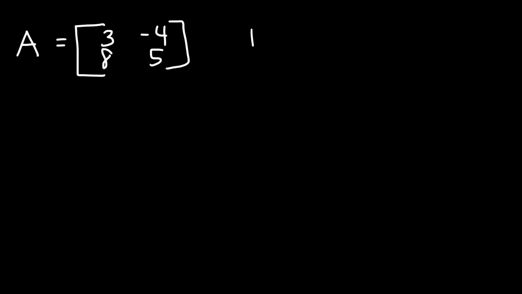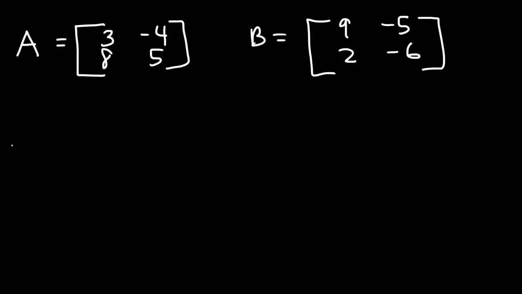In this lesson, we're going to focus on adding and subtracting matrices. So let's say we have matrix A, which has the numbers 3, -4, 8, and 5, and matrix B, which contains the numbers 9, 2, -5, and -6. What is the sum of matrix A and B? Go ahead and add these two matrices.